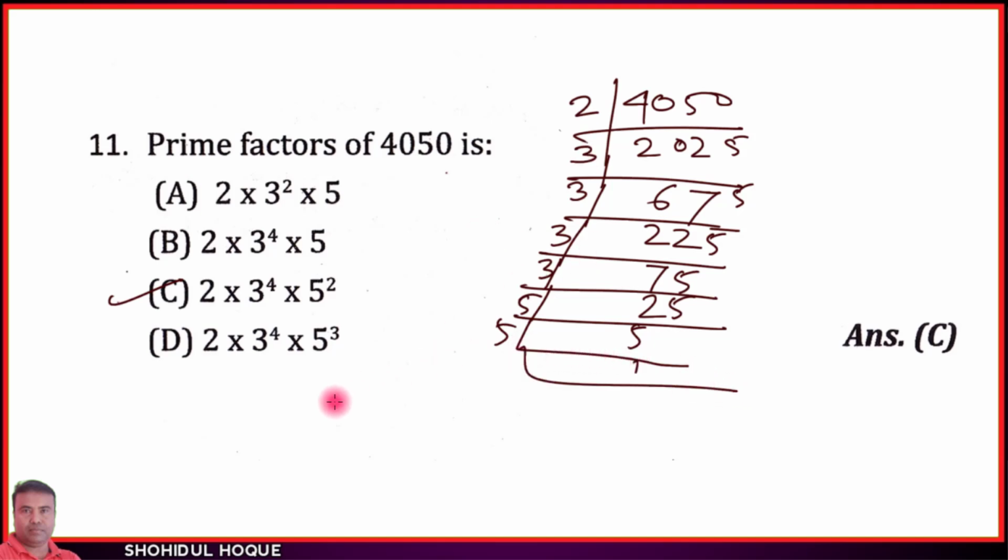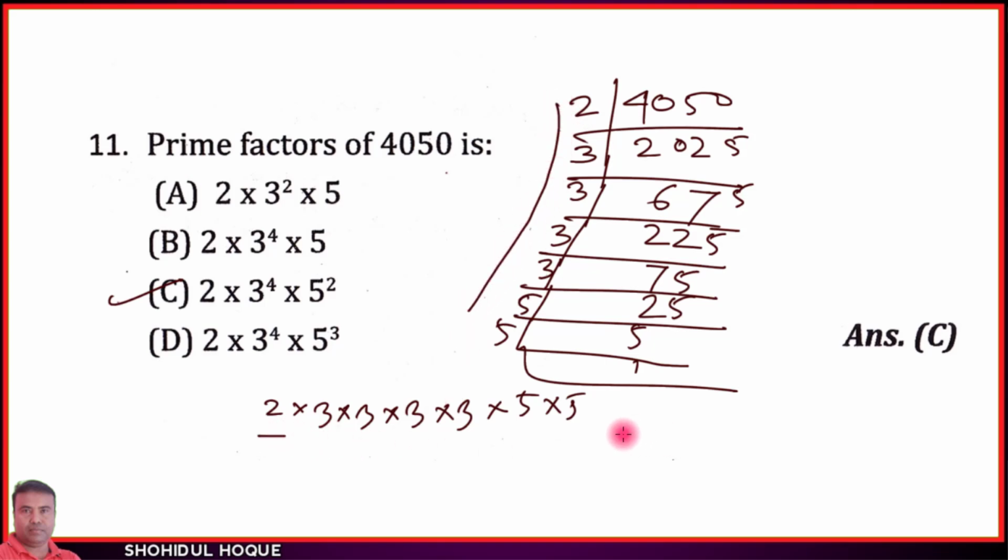Now we can write it in split form, that is 2 into 3 into 3 into 3 into 3, 1 2 3 4 times 3, into 5 into 5. See, all the prime factors we have written here. Now what did we get? 2 into 3, which we can write in power form as 3 to the power 4 because 3 is repeated 4 times, into 5 repeated 2 times, so 5 square. See, it exactly matches option C, 2 into 3 to the power 4 into 5 to the power 2.